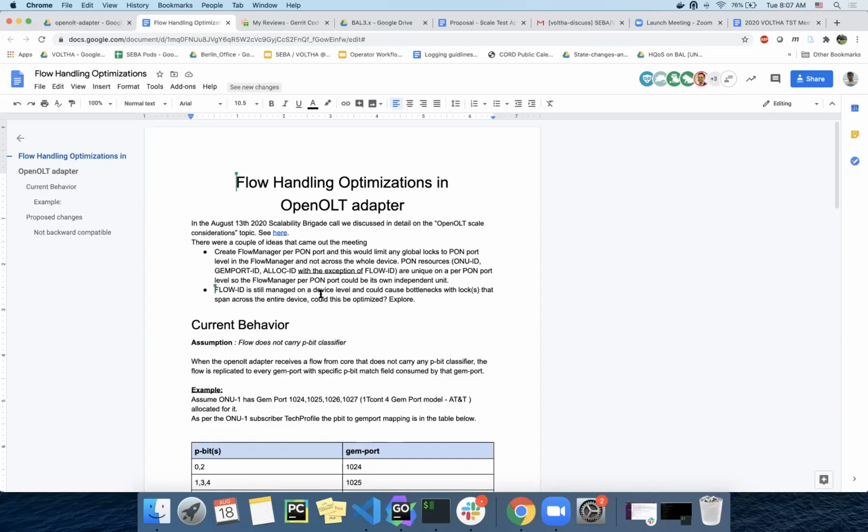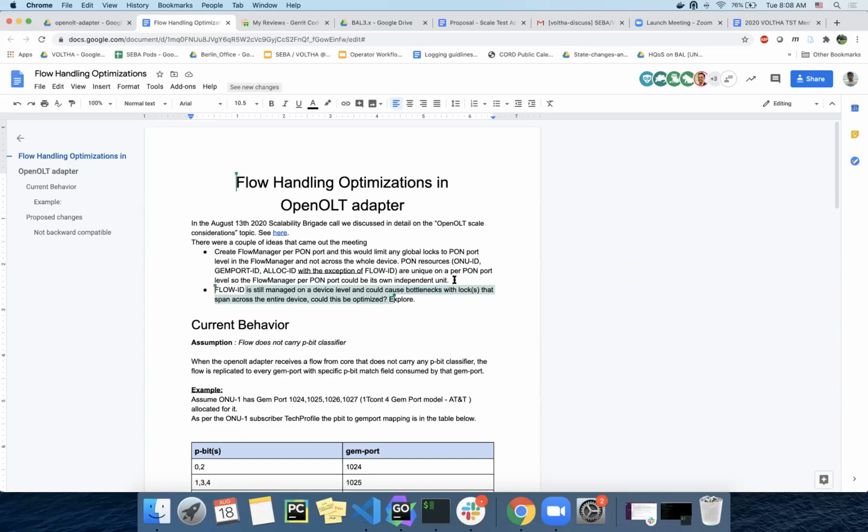And there was also another optimization that we discussed, which was to move the management of this flow ID to the OpenOLT agent, or reserve a pool of flow IDs per ONU. So these are the two optimization schemes that we discussed.